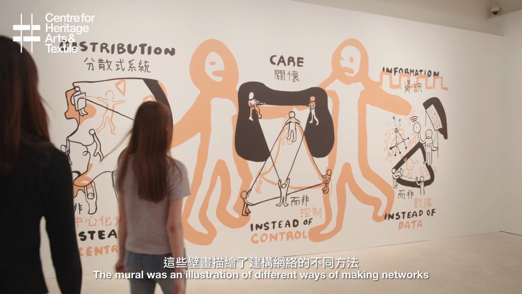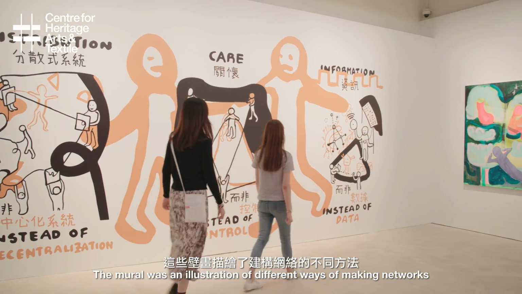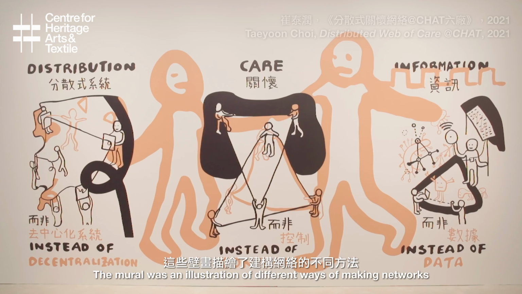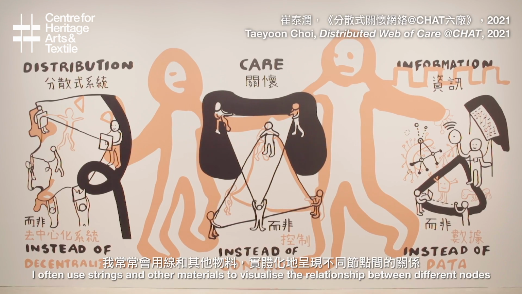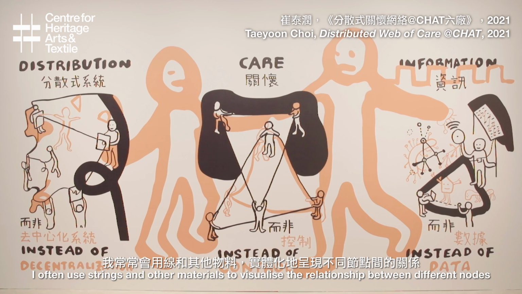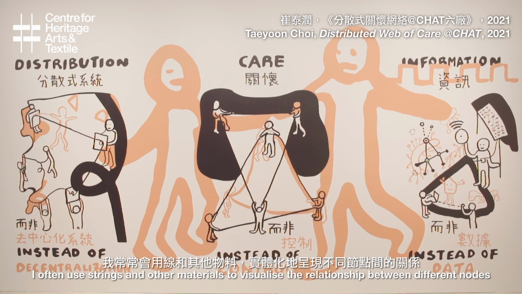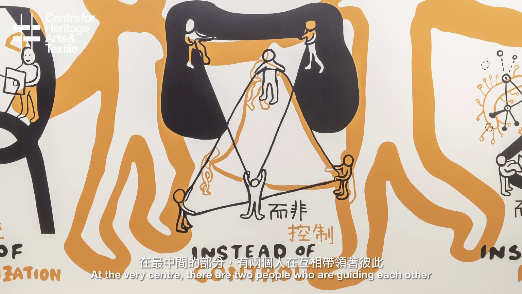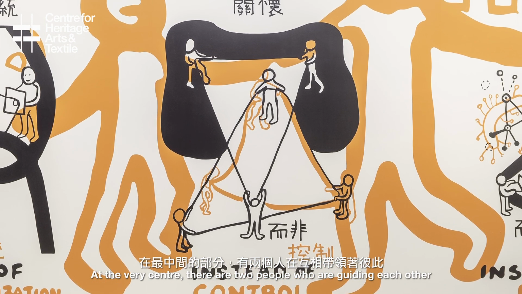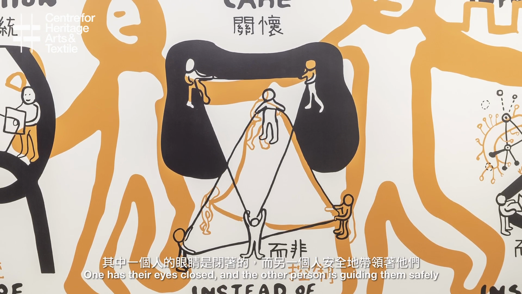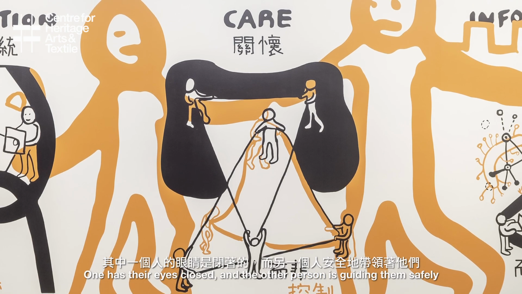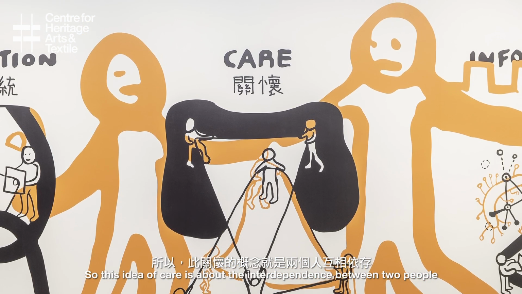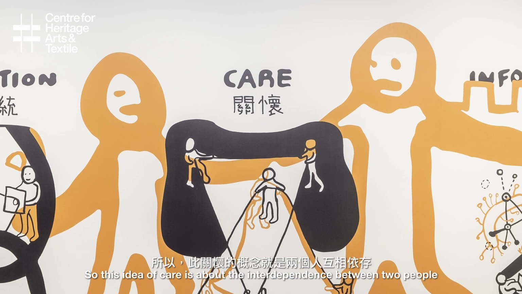technology. So the mural was an illustration of different ways of making networks. And I often use strings and other materials to visualize the relationship between different nodes. And at the very center, there are two people who are guiding each other. One has their eyes closed and the other person is guiding them safely. So this idea of care is about interdependence between two people.